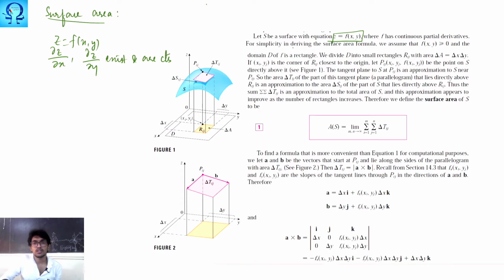So for simplicity, we take the surface only in the positive region. That is, x has to be positive, y has to be positive, and z has to be positive. Sorry, actually we take only z to be positive, not x and y. x and y may be anything, but your z value has to be positive, and that is how we take things.